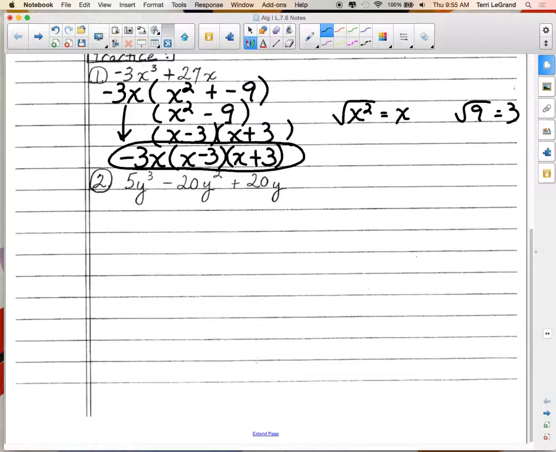Okay, what's our first step going to be? GCF. Look to see if there is one. Yeah. Sometimes there is, sometimes there isn't. Okay, what's the GCF then? 5y, okay. What's the resulting factor then? Y squared minus 4y, plus 4. Okay.